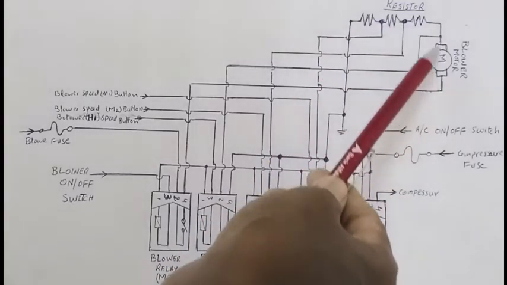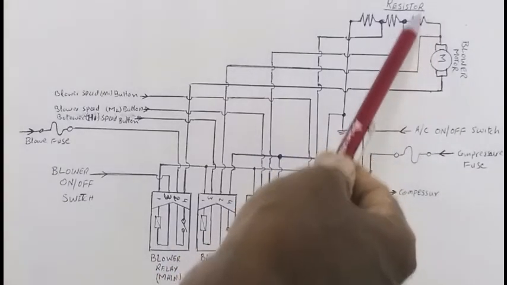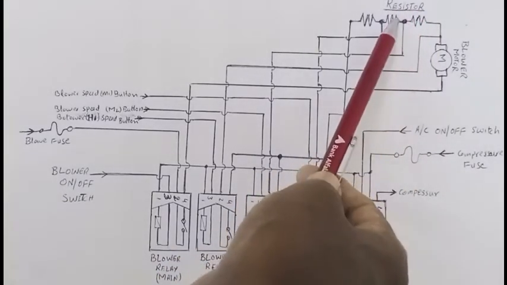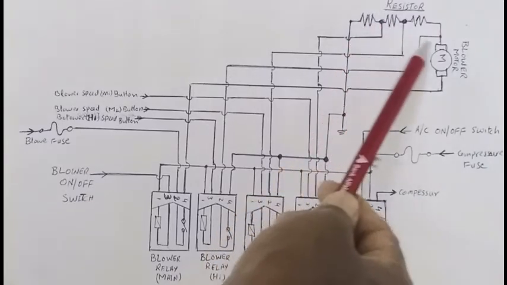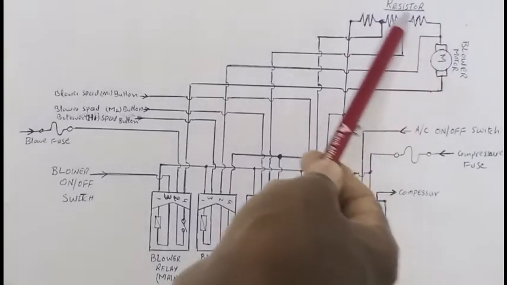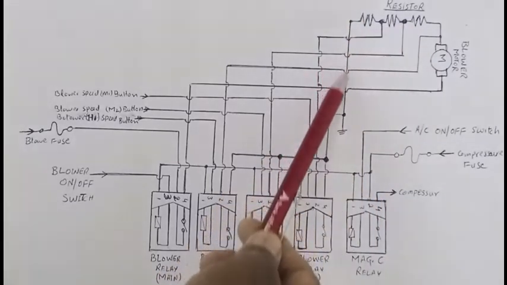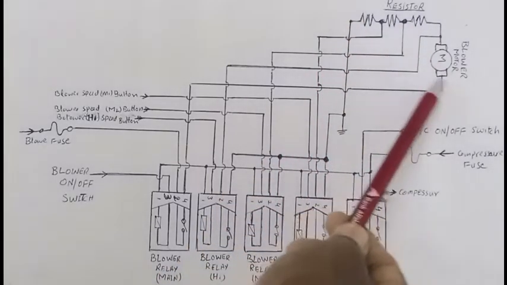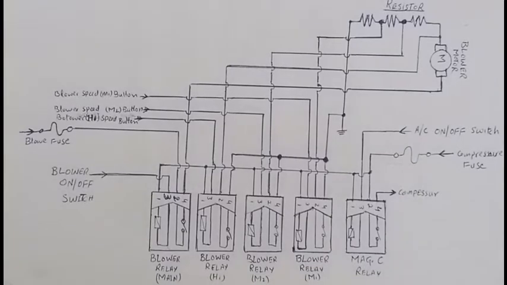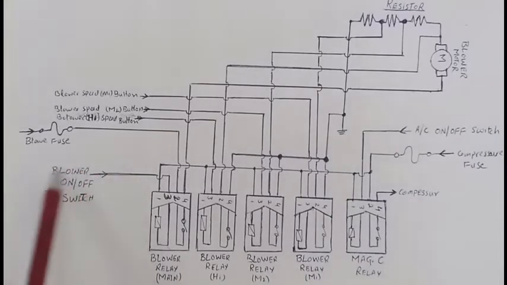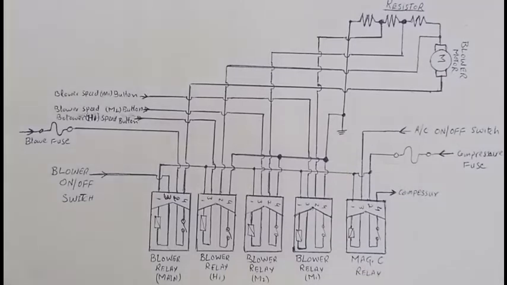So some voltage drops here, some voltage drops here, some voltage drops here. So a very small amount of current is flowing in this circuit, and the speed of our motor becomes very slow. This is called low speed. When we switch on the blower button, our motor is working but at low speed.